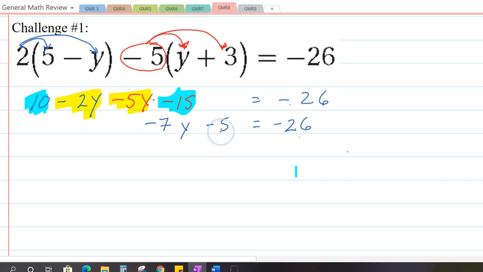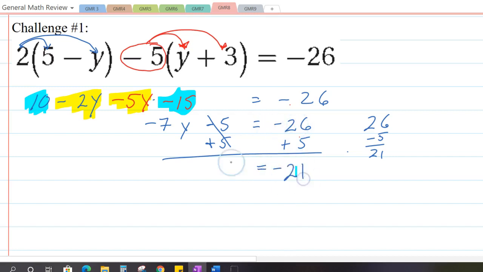Now that I've combined like terms, I can simply solve. The opposite of subtracting 5 is to add 5. What I do to one side, I do to the other. Negative 5's cancel. 5 take away 26 is a lot easier to say. 26 take away 5 is 21, but the negative is on the 26, so that gives me a negative 21. The 5's canceled, negative 7y comes straight down.